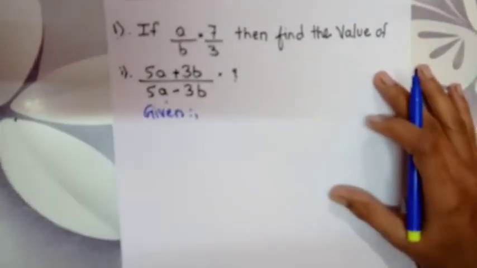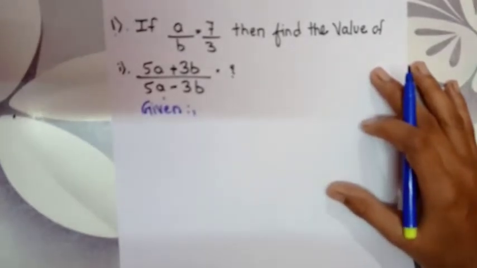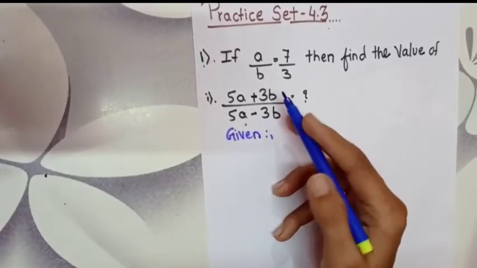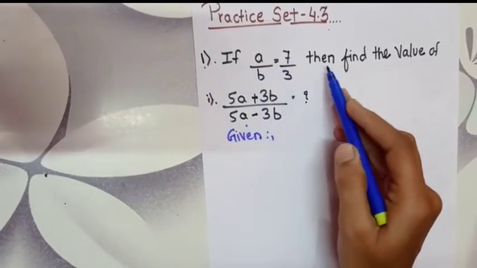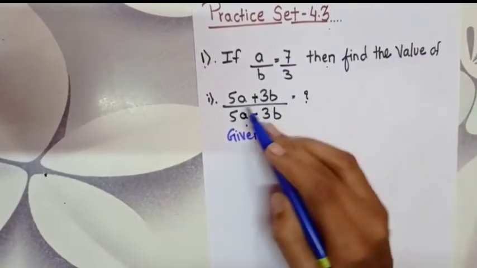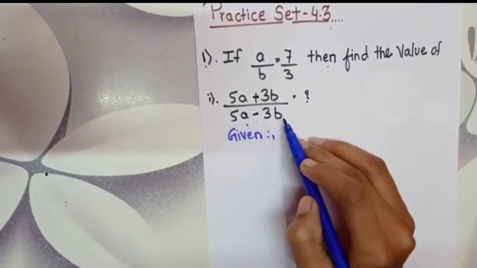Practice set 4.3. A very important topic, that is ratio and proportion, which is a very important topic in class 9. Here the question is, if a by b is equal to 7 by 3, then find the value of 5a plus 3b by 5a minus 3b.